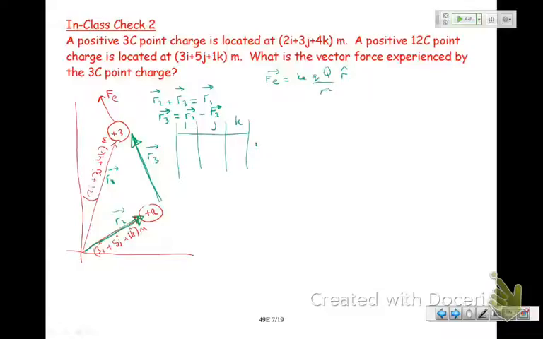So I'm going to go R1, and I look at my diagram, and I go R1 is 2I, 3J, 4K. And I want to subtract from the R2. So R2 is down here. I want to subtract it, so I'm just going to put down the minus 3, the minus 5, and the minus 1. And that's minus R2.